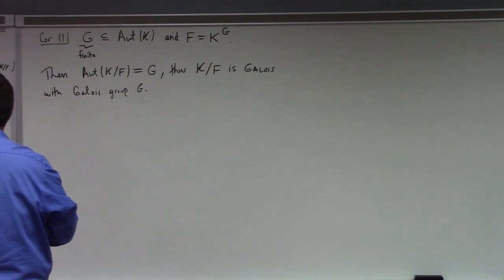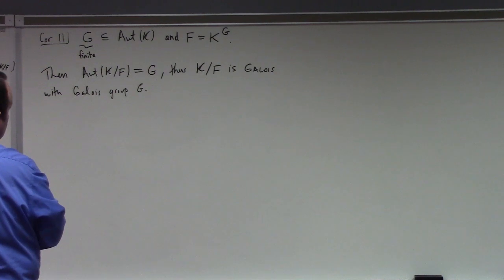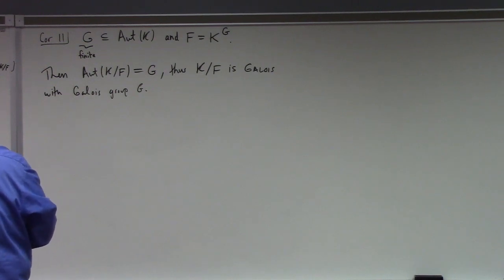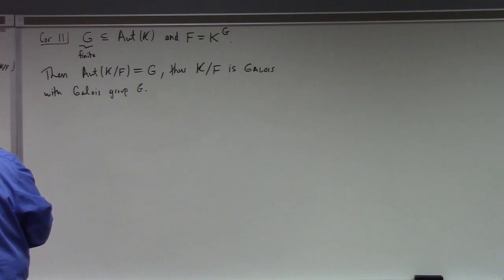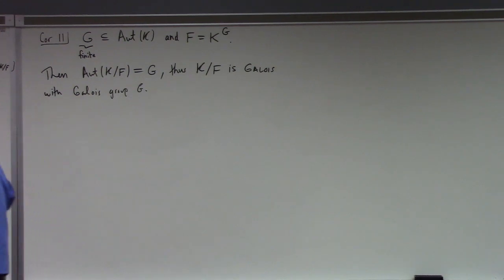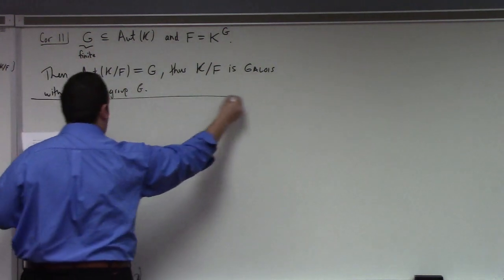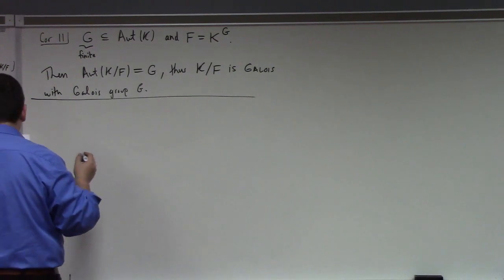Let's see here. Is that clear? G is a subgroup of the automorphisms. F is the fixed field of G. Okay. Now, let's see here. Here's the proof. Anyway, I'll go through the proof with you here.